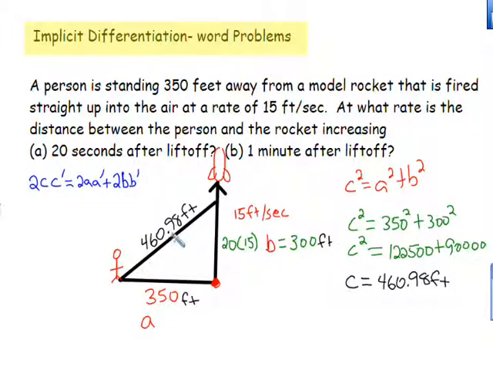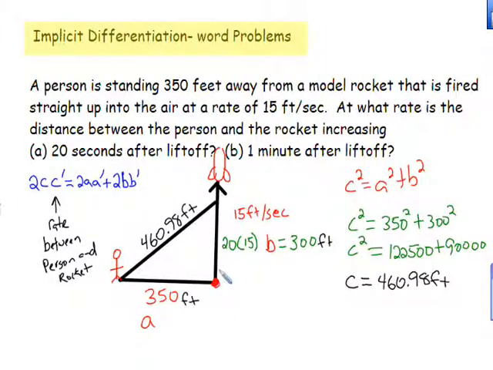Okay, so I'm trying to find at what rate is the distance between the person and the rocket changing. So I'm actually not trying to find this one. I'm trying to find C prime. This is the actual rate between person and rocket. Okay, this is B, which is the length of 300.